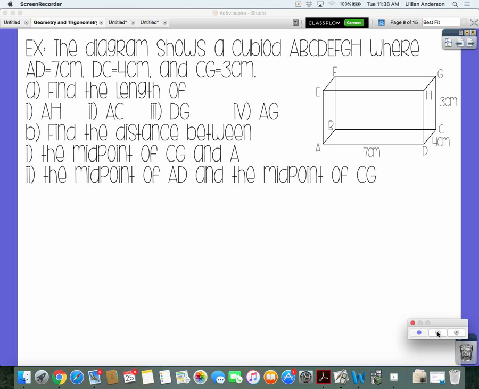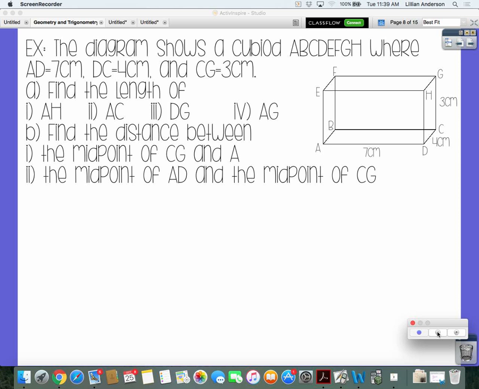Now we're getting to the examples. The diagram shows a cuboid ABCDEFGH, where AD is 7 centimeters, DC is 4 centimeters, and CG is 3 centimeters. Okay? And we have to find the length of these segments here. Now, you guys have the space above the notes and below it, okay? Make it fit. I was able to make mine fit, so you guys make yours fit.